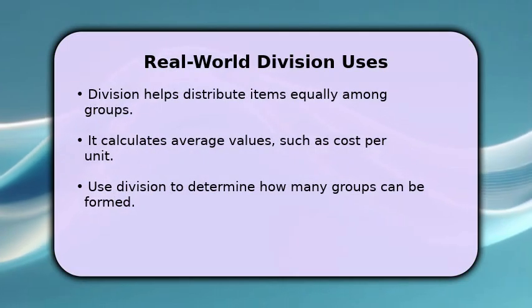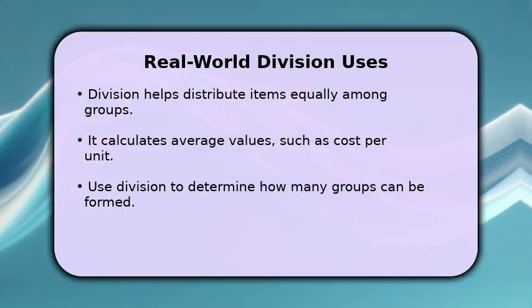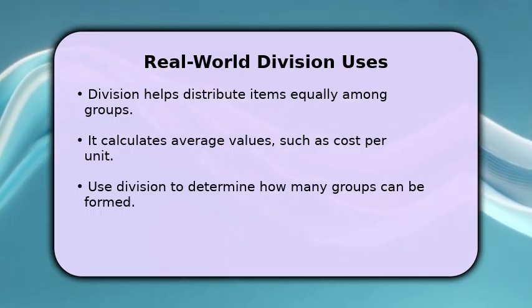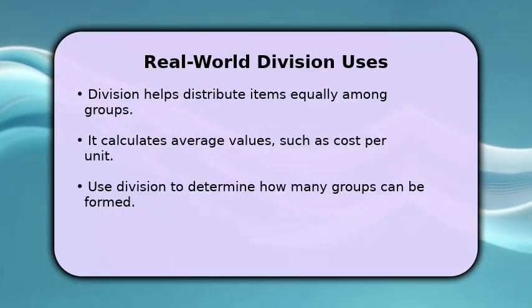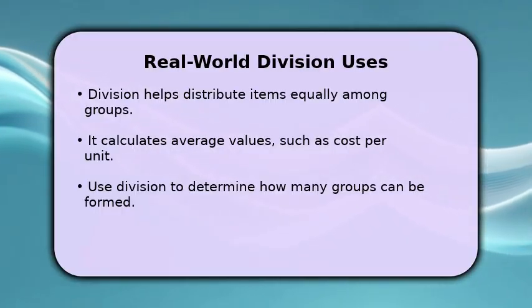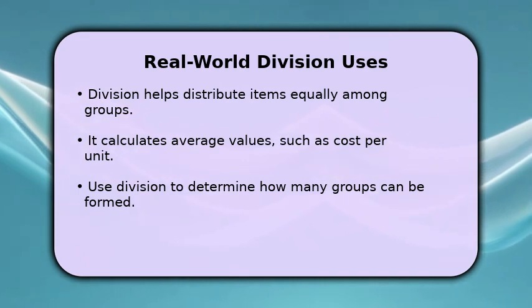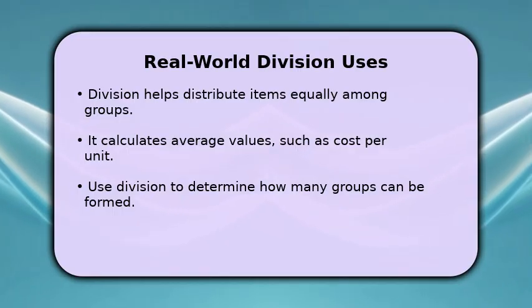Division is incredibly useful in everyday life. For instance, if you have $20 and want to buy 5 identical items, division tells you each item costs $4. It helps you share a pizza equally among 6 people or figure out how many teams of 4 you can make from a group of 24 players. It's essential for budgeting and understanding averages.